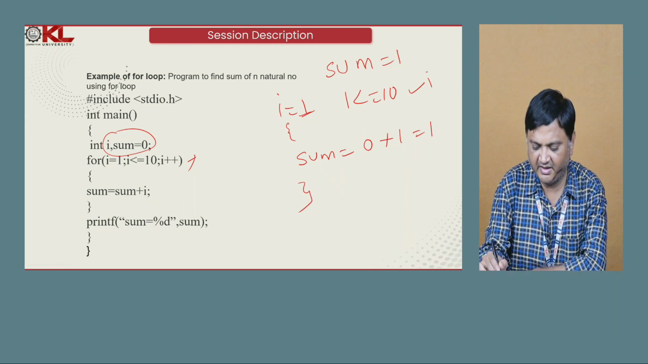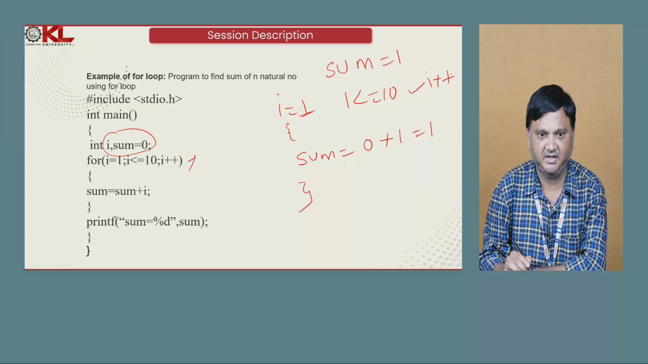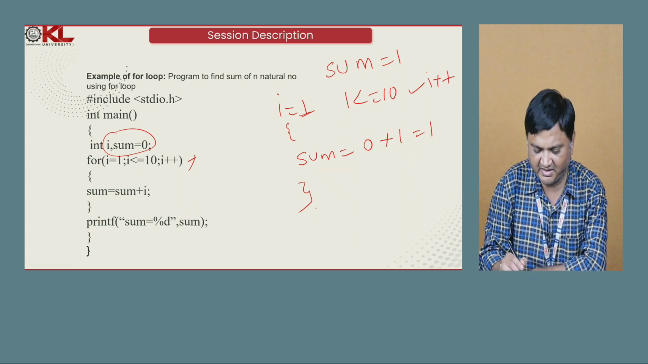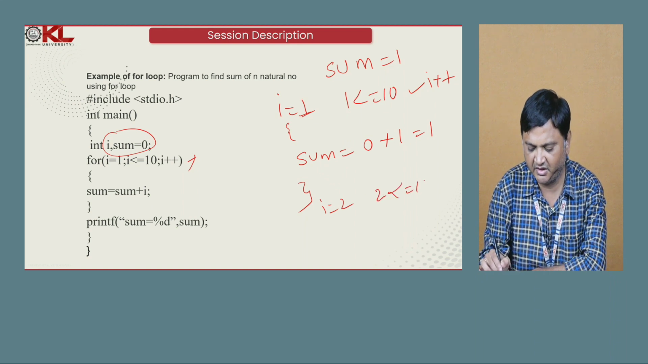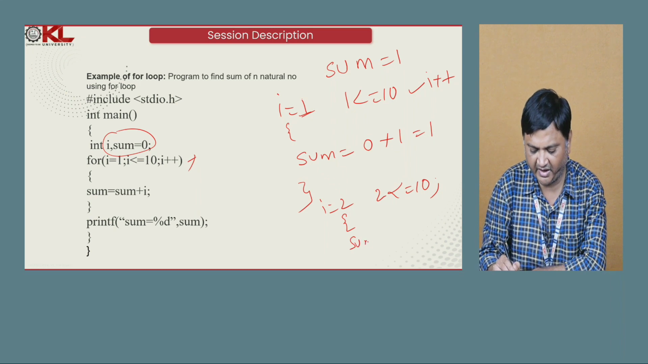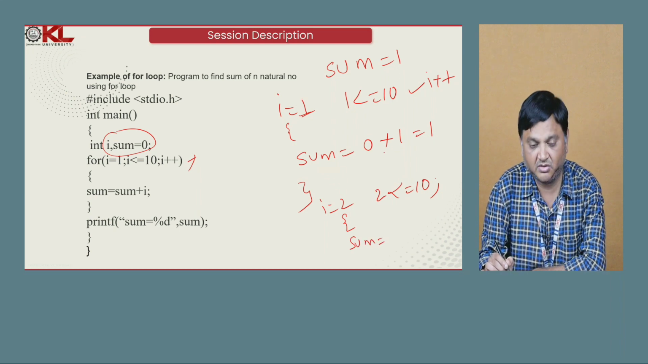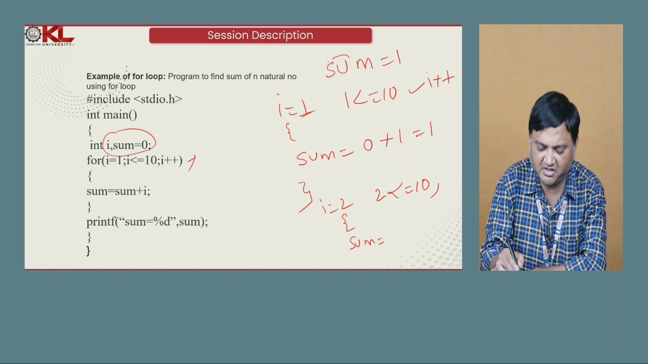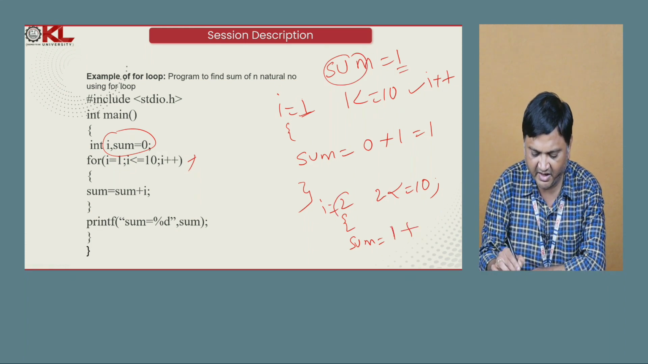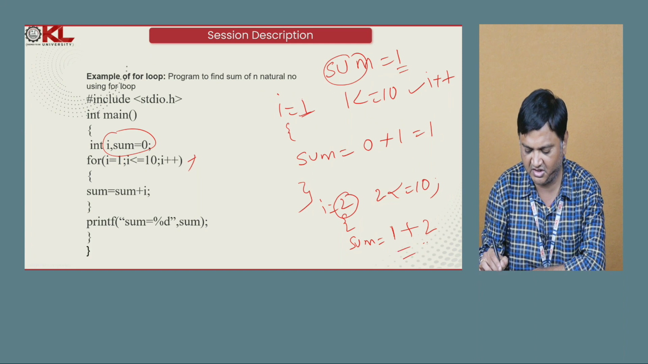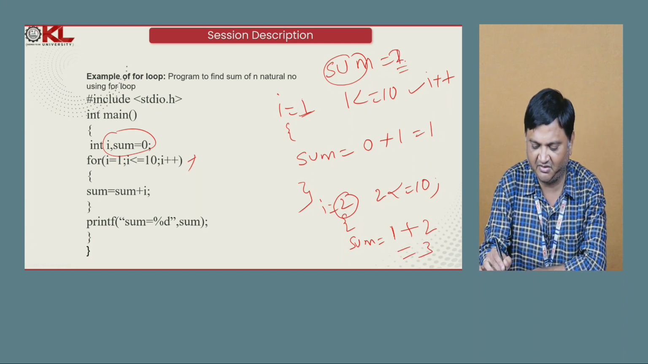Again, in the next step it goes i plus plus, right? i will be incremented, so in the next step i will be 2. Again it checks the condition. Is 2 less than or equal to 10, my dear students? Yes, just go inside. Sum equals sum plus i is the formula. What is the previous value of sum we got? 1. Plus the updated i value, 2. 1 plus 2 equals 3. Therefore the updated sum value is 3.